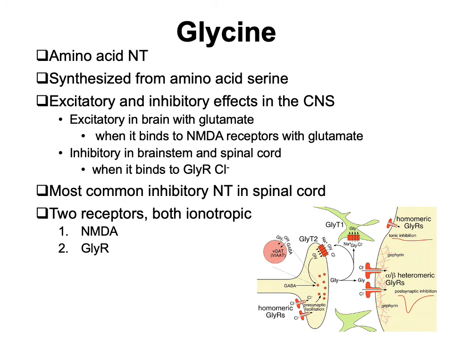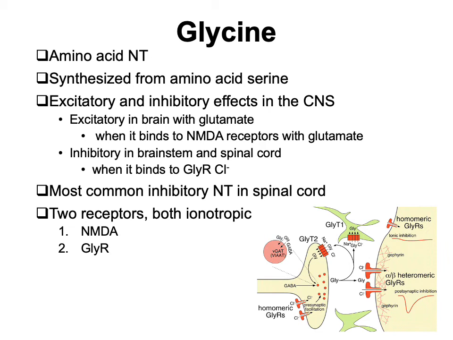Glycine is an amino acid neurotransmitter, and it's synthesized from the amino acid serine. It has excitatory and inhibitory effects in the central nervous system. Its only excitatory effect in the brain is when it's combined with glutamate, when it binds to an NMDA receptor. Remember, the NMDA receptor is the one that has the magnesium lodged in it, and it's the only one that, when activated enough, is part of long-term potentiation. So glycine has a role in learning and memory.